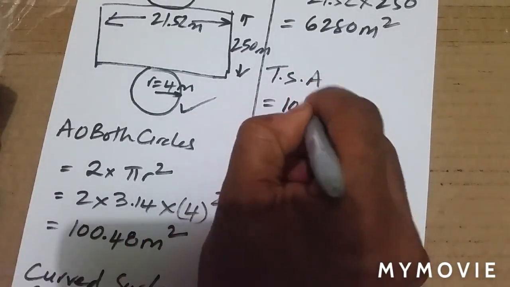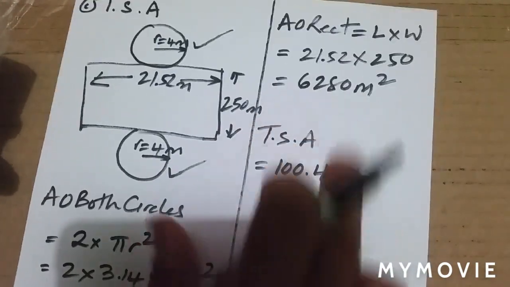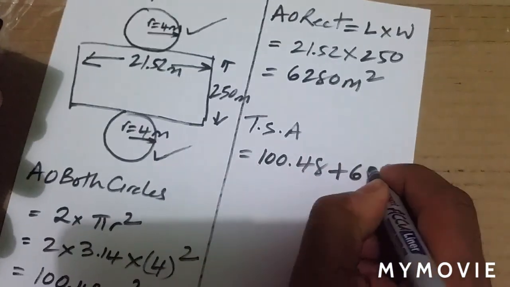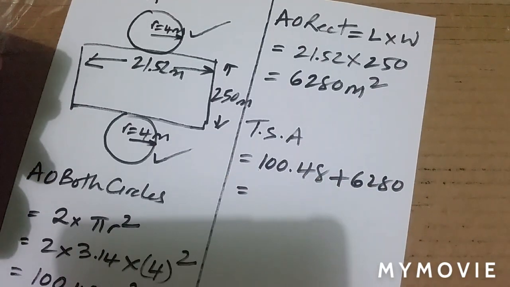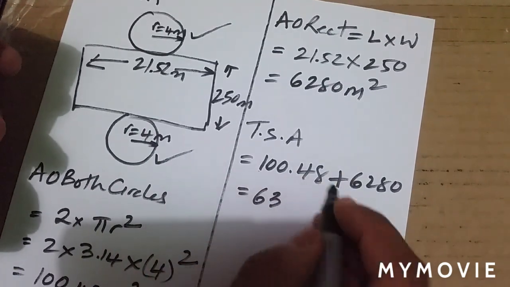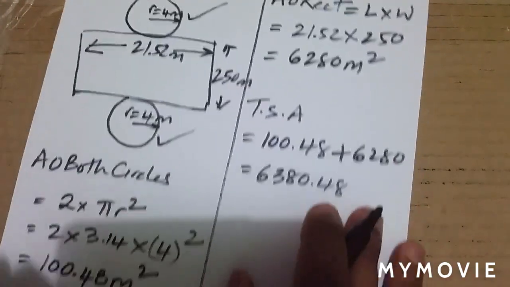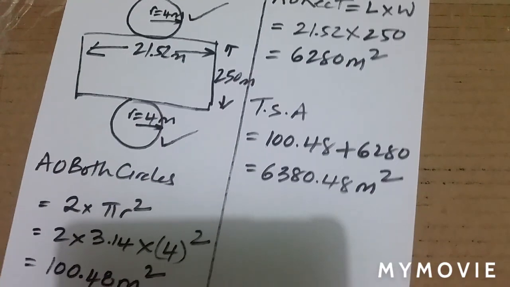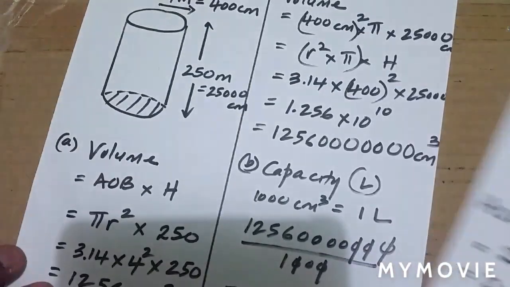So the total surface area would be equal to the area of the two circles, which is 100.48, added to the area of the rectangle, which represents the curved surface. So this would be 6,280, for a final answer of 6,380.48 meters squared. That would be the total surface area of the cylinder itself. So again, just to recap quickly.